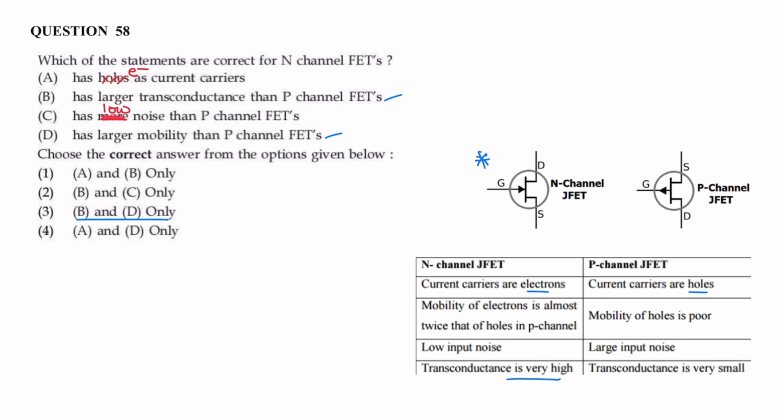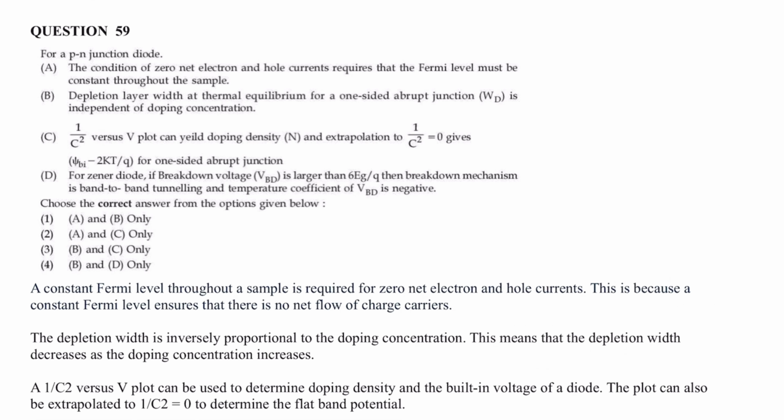Next question. For a PN junction diode, different statements are given. The first statement: the condition of zero net electron-hole currents requires that the Fermi level must be constant throughout the sample. So statement A is correct. A constant Fermi level throughout the sample is required for zero net electron-hole currents. This is because a constant Fermi level ensures that there is no net flow of charge carriers.